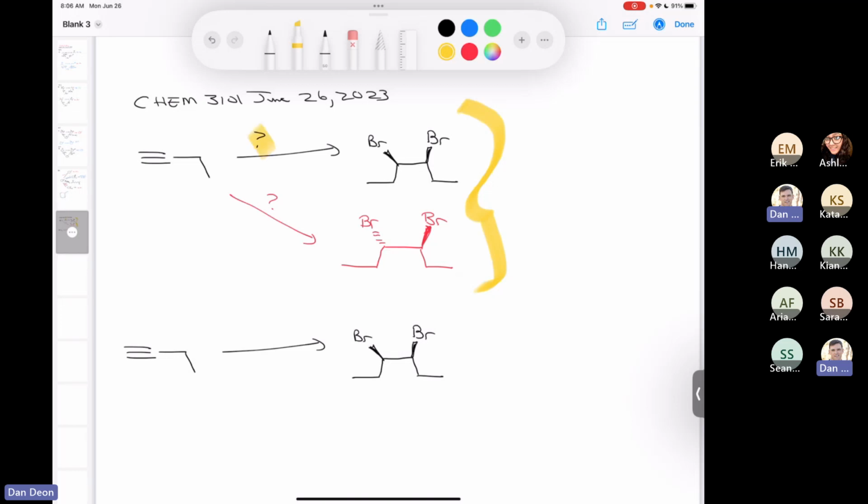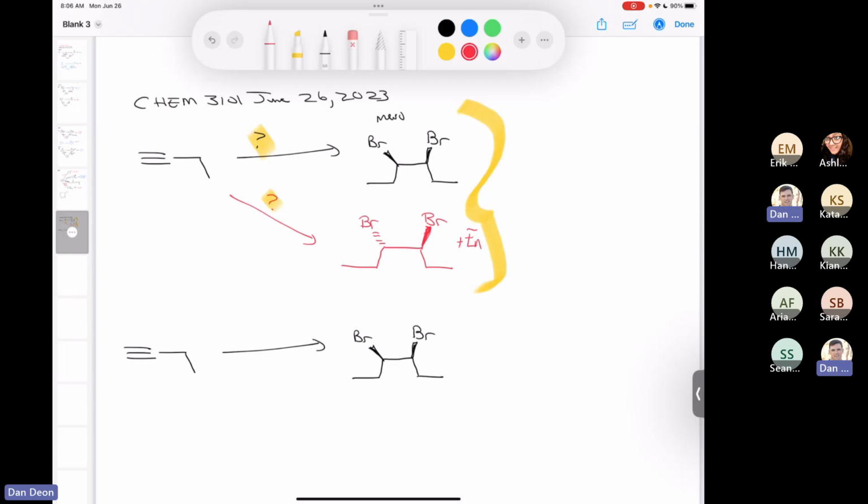The first one is, if we start with 1-butyne, how do we make this meso compound? So this would be a meso compound here. And then the second one is not a meso compound, right? In the second one, you end up with this compound where you have one bromine going in the back and one bromine coming out in front. And so, of course, you could have an enantiomer of that compound as well. So how would we make that compound plus its enantiomer?